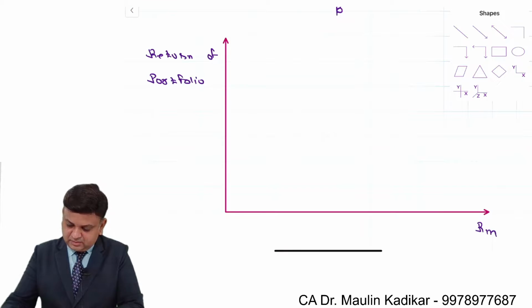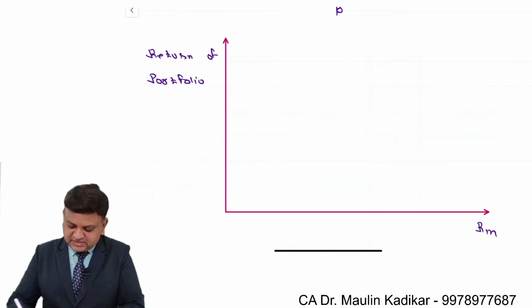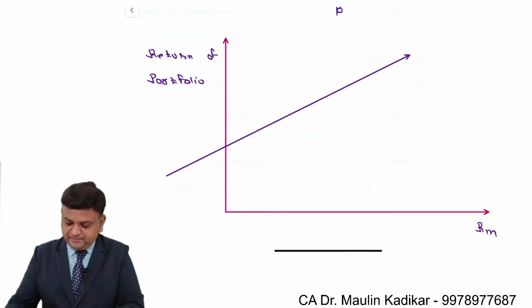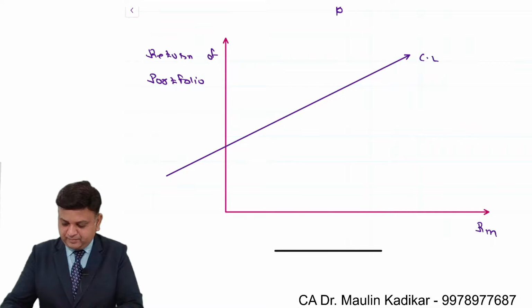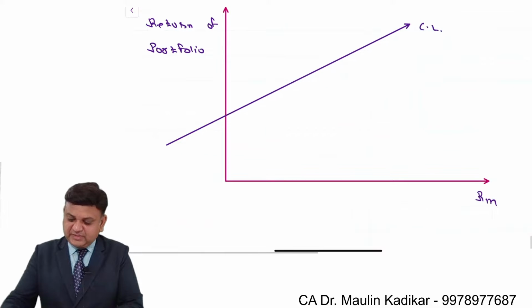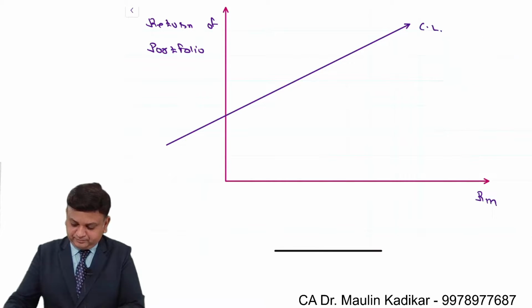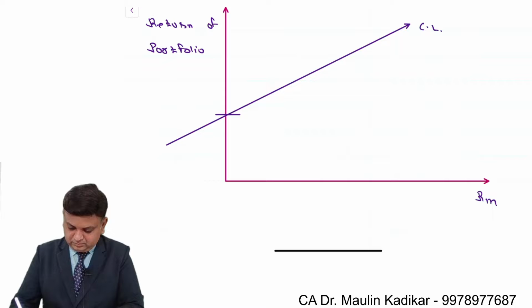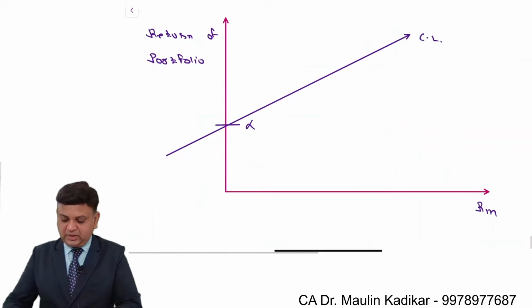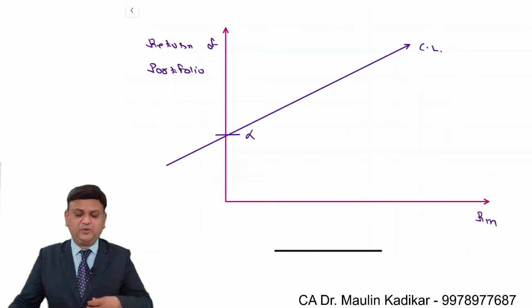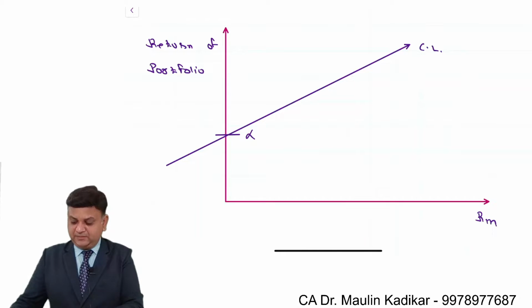And this line is considered to be the characteristics line, and this value is given a name as alpha. Now, return of the portfolio or return of the security in this example. Now, what does alpha mean? Listen carefully. Alpha means what will be the return of the security when return on the market portfolio is zero. That is considered to be alpha.